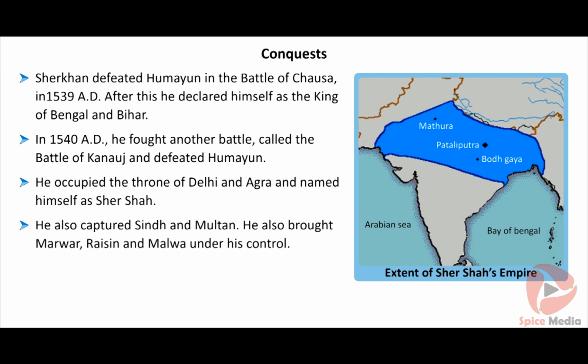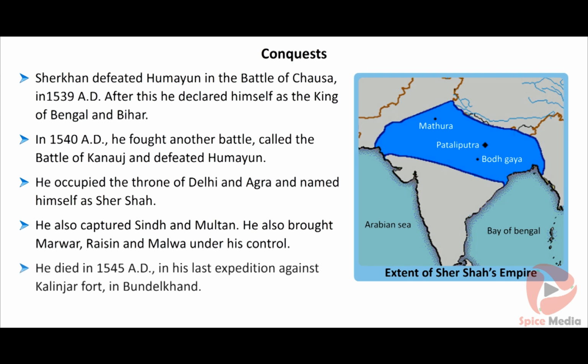He also captured Sindh and Multan. He also brought Marwar, Raisin and Malwa under his control. He died in 1545 AD due to a gunpowder explosion in his last expedition against Kalinga fort in Bundelkhand.